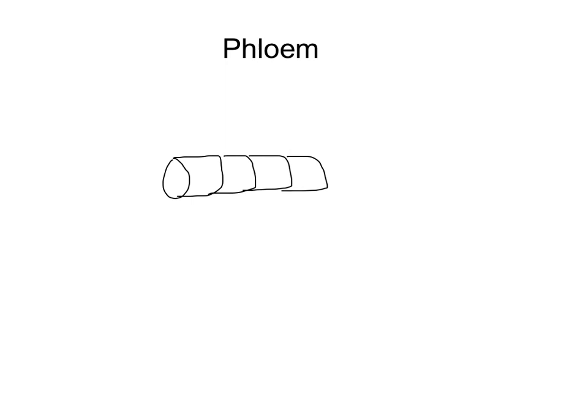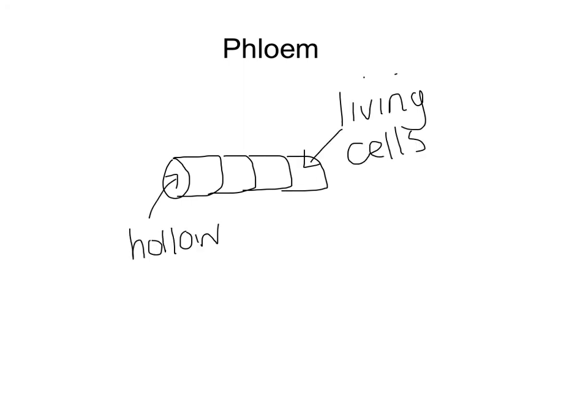Now phloem are similar to xylem in the way that they are cells stacked upon each other to create a hollow tube. However, these cells are not actually dead, these are living cells, and these help to transport substances such as glucose that's been made in the leaves around the plant.